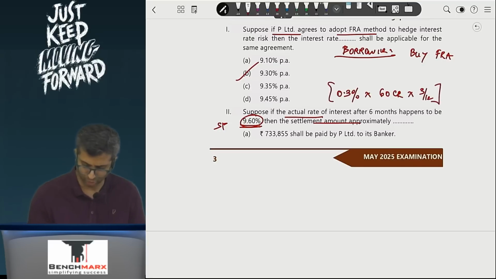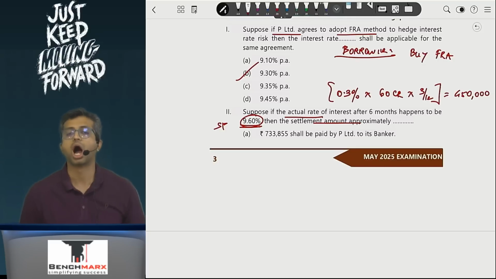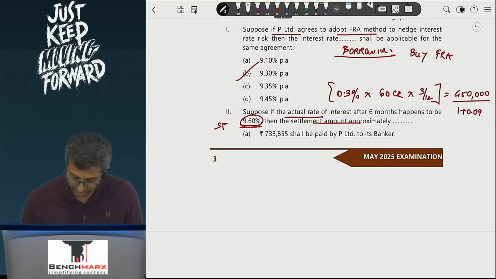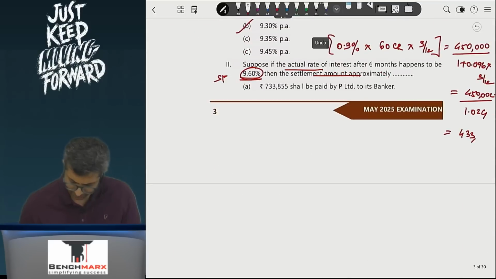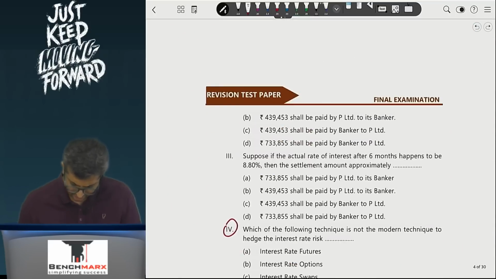So this will give you, if I multiply, 0.045 crores or 4,50,000, but this 4,50,000 will be settled after 3 months, because interest is paid after 3 months at the end of the borrowing. If I want to settle it today, this is 1 plus 0.096 into 3 by 12, that is 4,50,000 upon 1.024. That will come to around 4,39,453. You can calculate this.